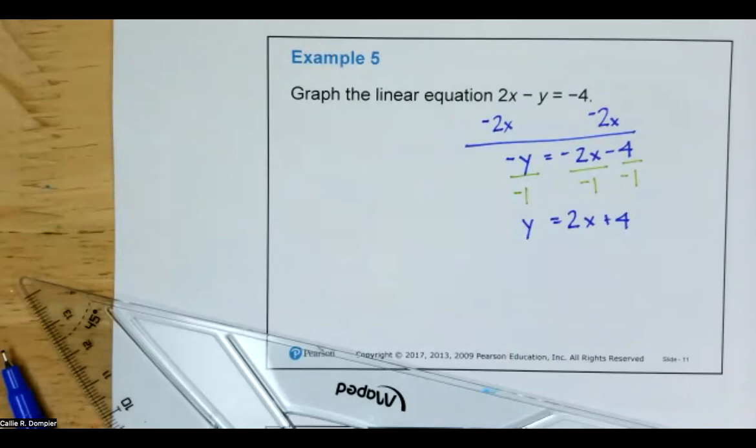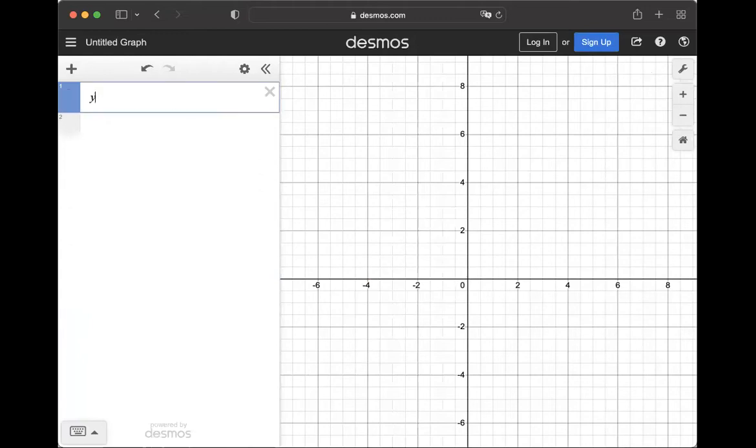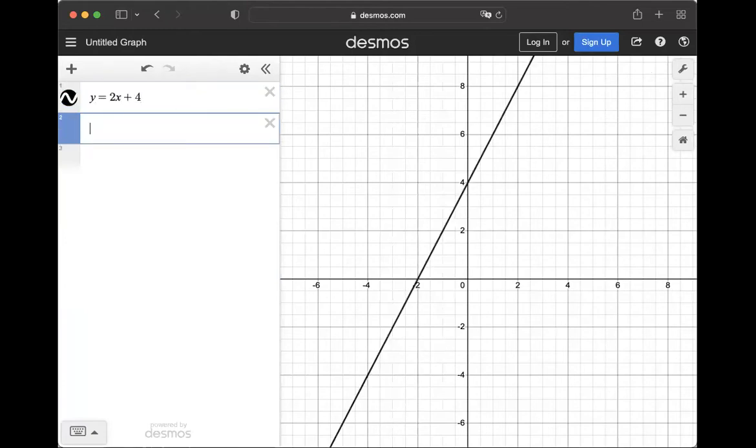I'm going to show you in Desmos that those are the same graph. All right, I'm going to erase this one. And I know we're going super fast. I apologize. So we said y equals 2x plus 4 is what we got when we solved it for y. And our original equation was 2x minus y equals -4. So you see that that line is purple. If I remove the purple line, it's black. So those are the same equation, just two different ways to write it.